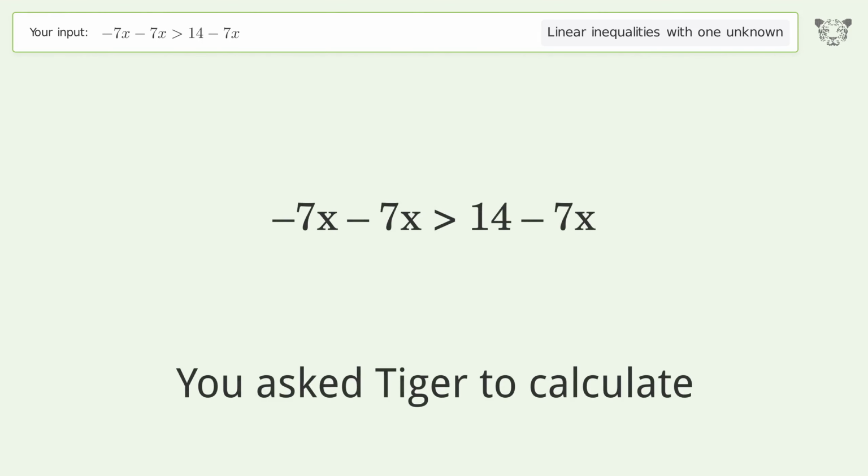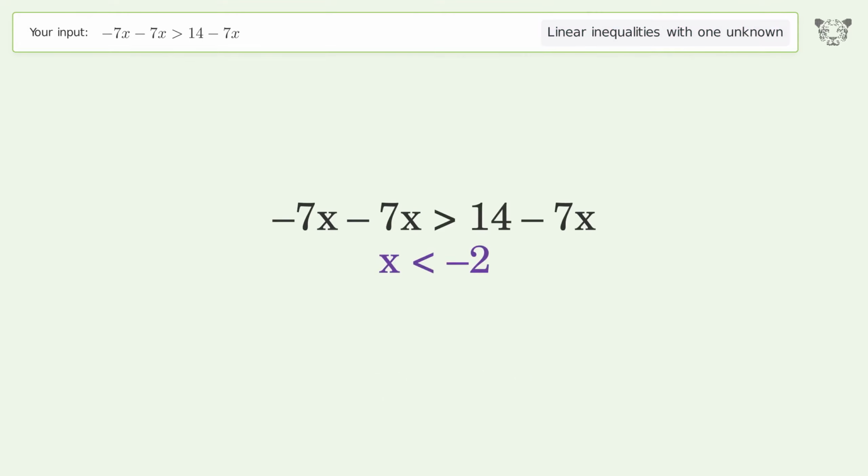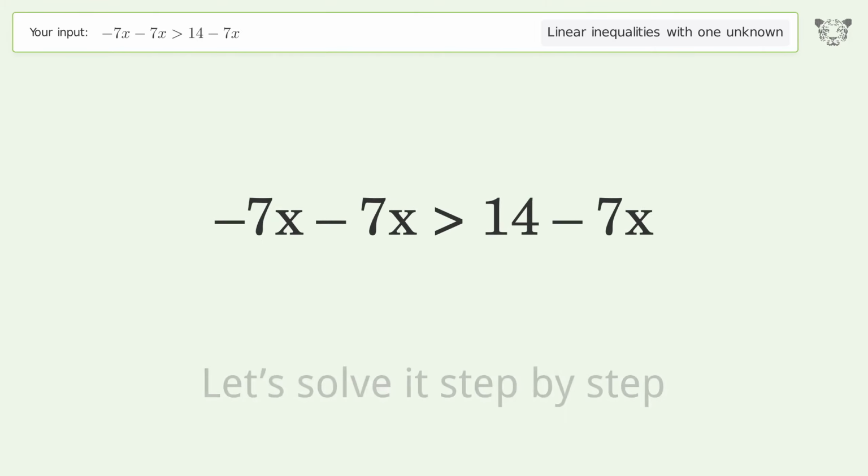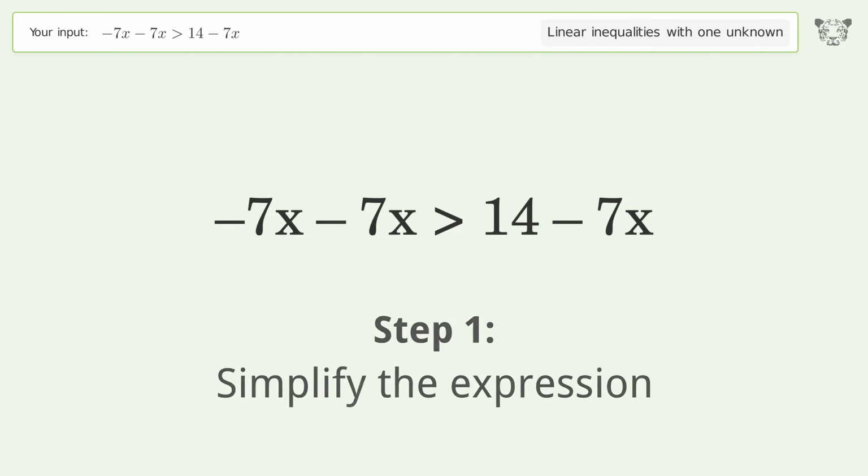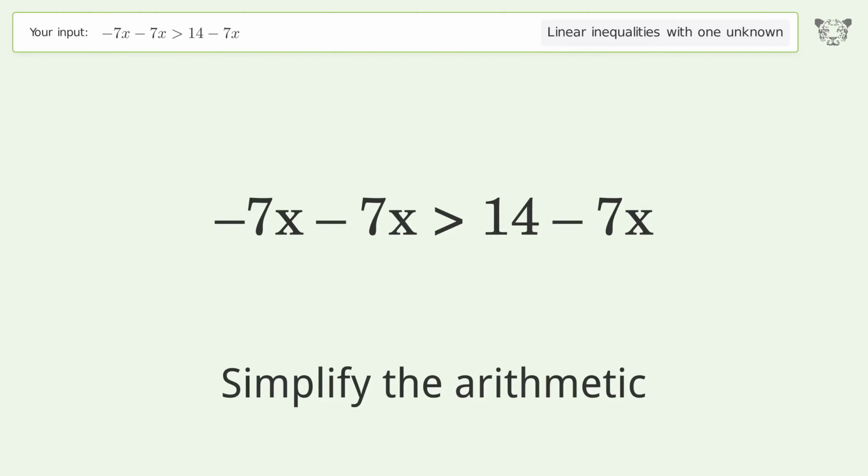You ask Tiger to calculate. This deals with linear inequalities with one unknown. The final result is x smaller than -2. Let's solve it step by step. Simplify the expression. Simplify the arithmetic.